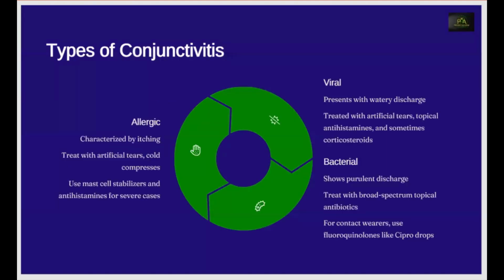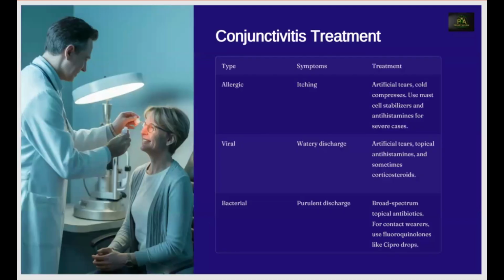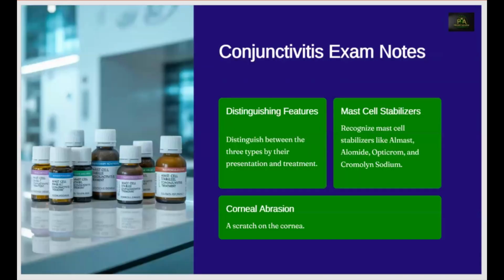So this is all we talked about: types of conjunctivitis, and the treatment, we mentioned it. Always differentiate the two. Then the mast cell stabilizer is what we give for allergic. Then the corneal abrasion, I mentioned we use the Wood lamp. It looks like there is a scratch in the cornea.